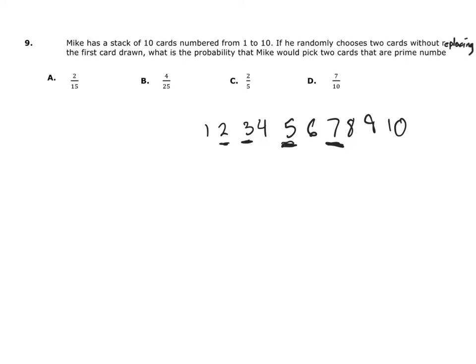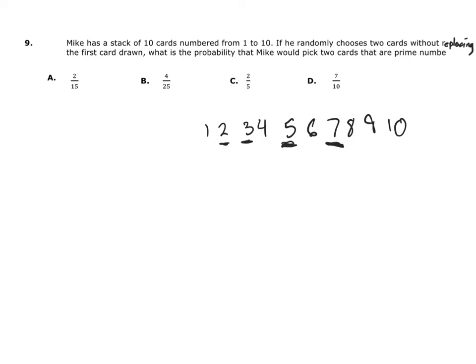7 you can't multiply anything to get 7. 8 you can do 2 times 4. 9 you can do 3 times 3. 10 you can do 2 times 5. Okay, so that's how we got 2, 3, 5, and 7 as our prime numbers.